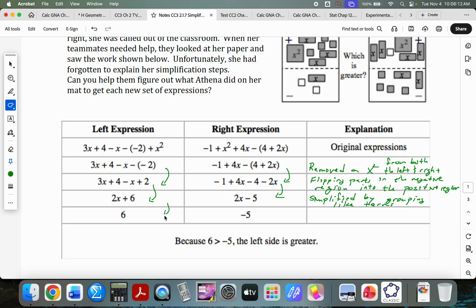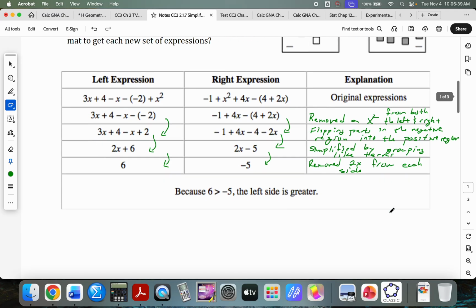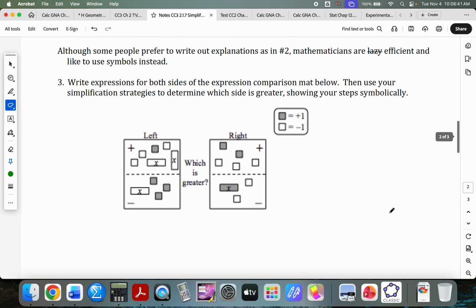And then from here to the last step, what have we done? Yes, Sam? They removed 2x from each side. Yes. We removed a 2x from each side. And because 6 is greater than negative 5, the left side is greater. All right, let's go on to page 2.